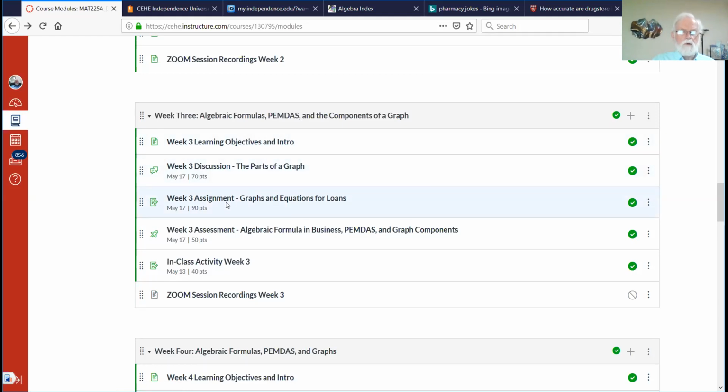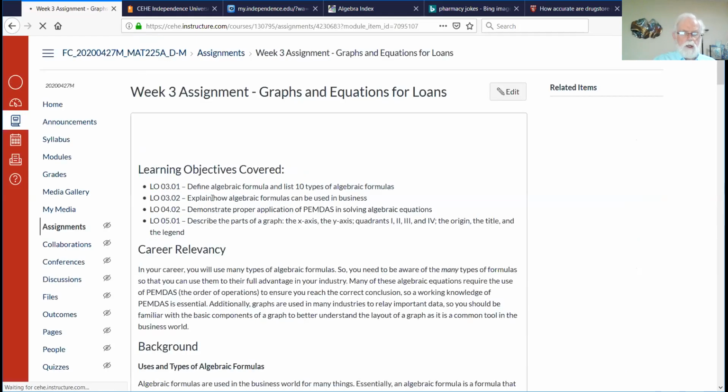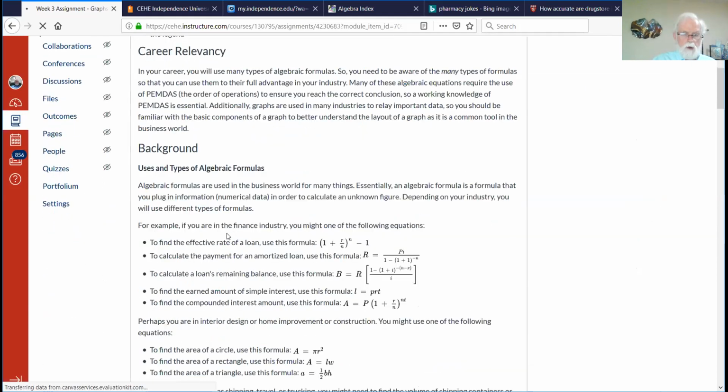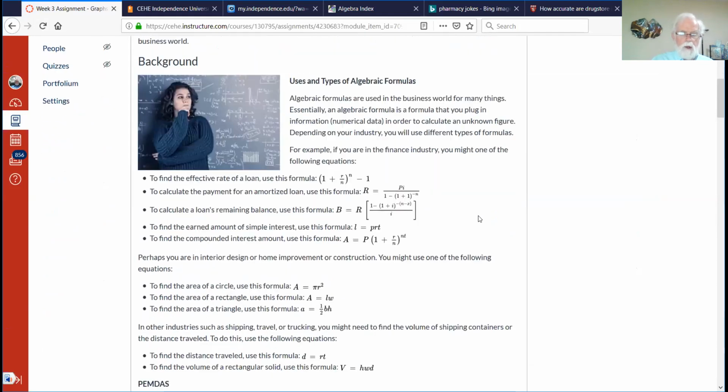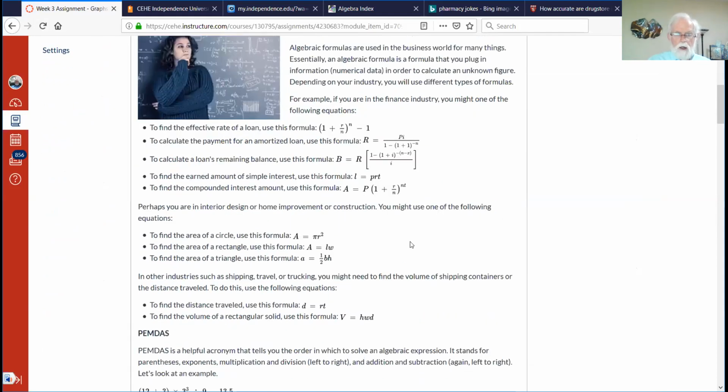Then we're looking at your assignment this week, which will be to look at these. These look complicated, but they're really not. What I would remind you is that many of these things can be solved using Excel financial function equations. What you need to do is understand the terms so that you can put in the right data.